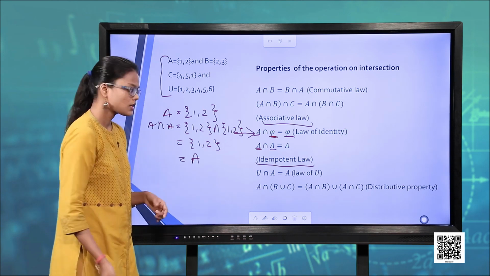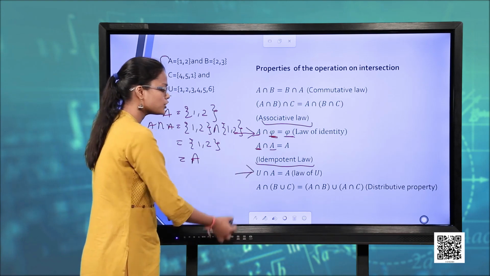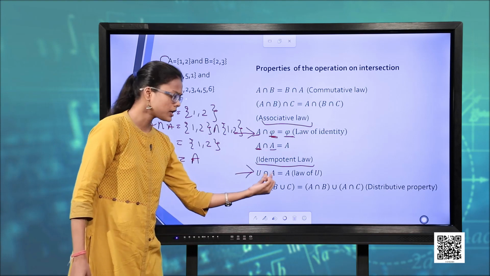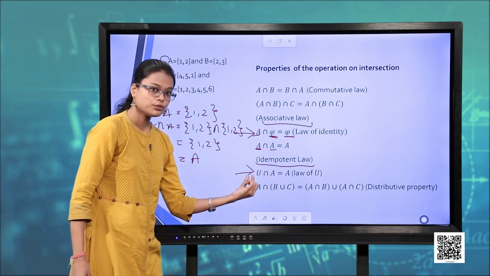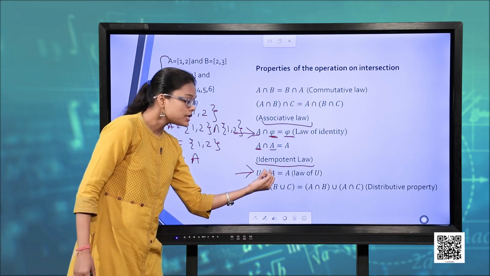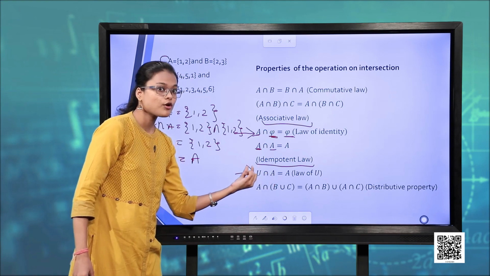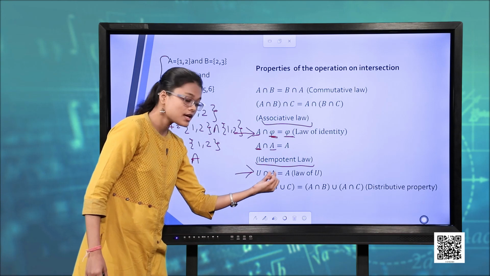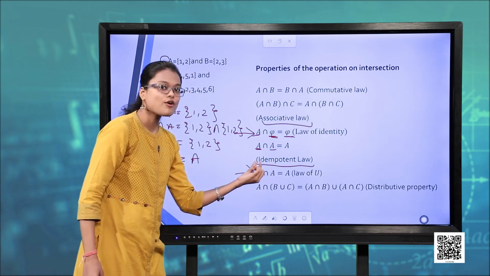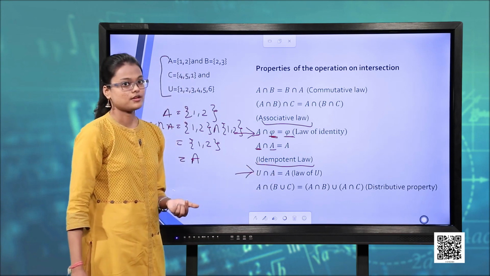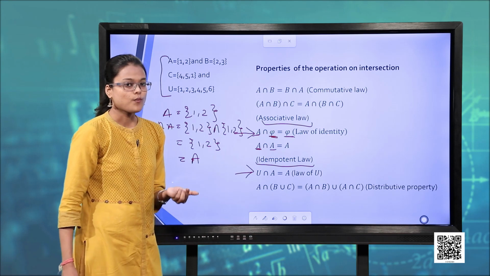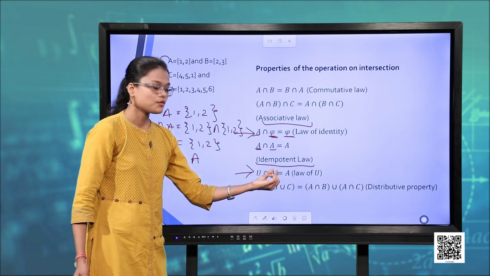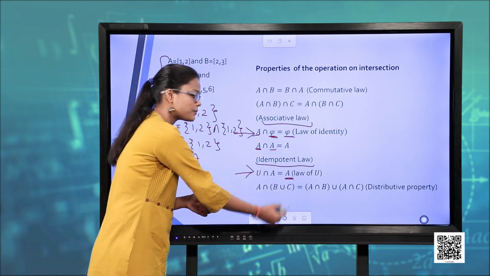Okay? Now, the law of U, U intersection A, where A is a subset of U. That means every element of A is a member of U. That also means that every element of A is a common element. And so, what will be the answer? U intersection A will be the set A.